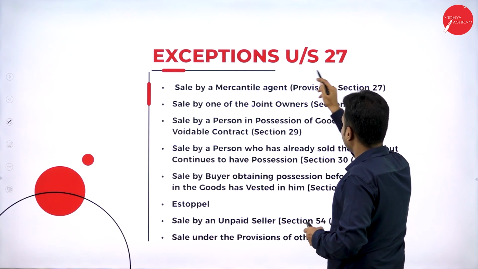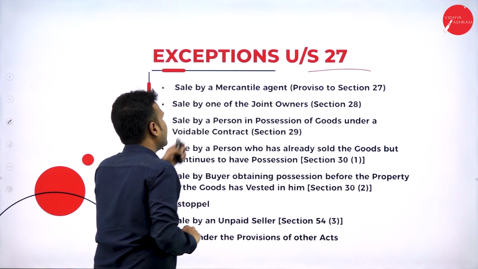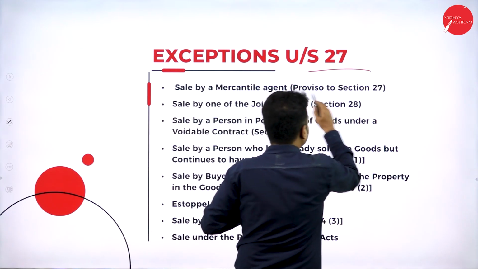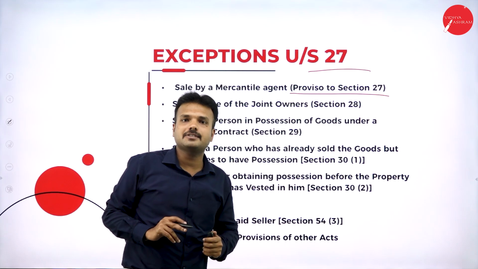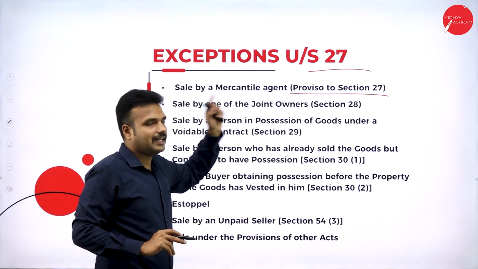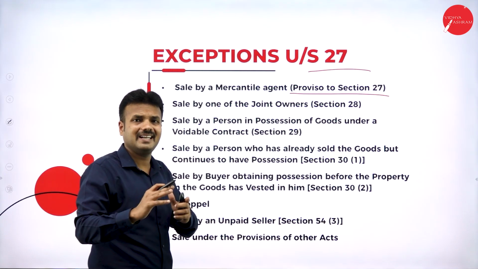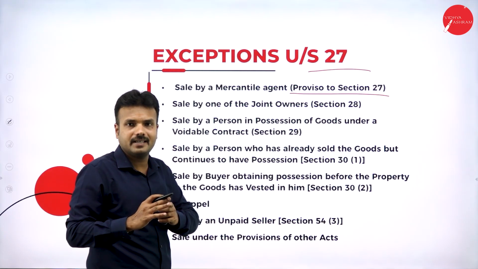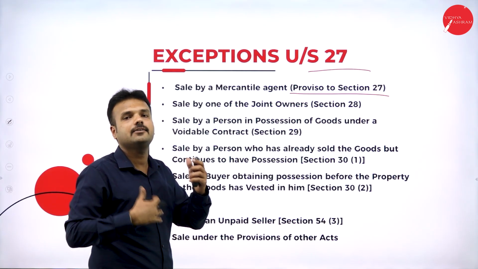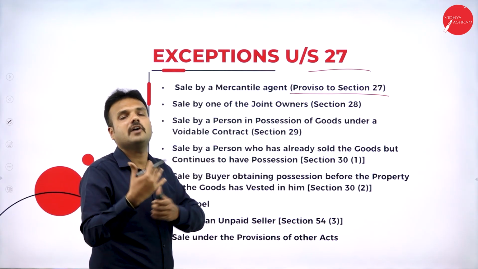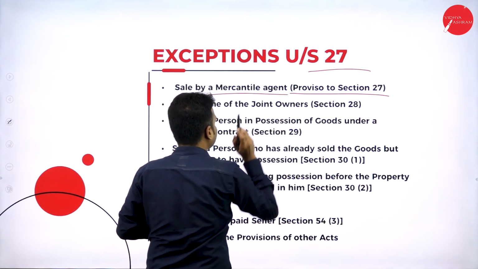There are exceptions under Section 27 of the Sale of Goods Act. Sale by a mercantile agent, very simple. According to the provision of Section 27, a sale by a mercantile agent: if a mercantile agent sells the goods. A mercantile agent is a commercial agent, a middleman or a broker. He deals in cars, bikes or any kind of automobile.